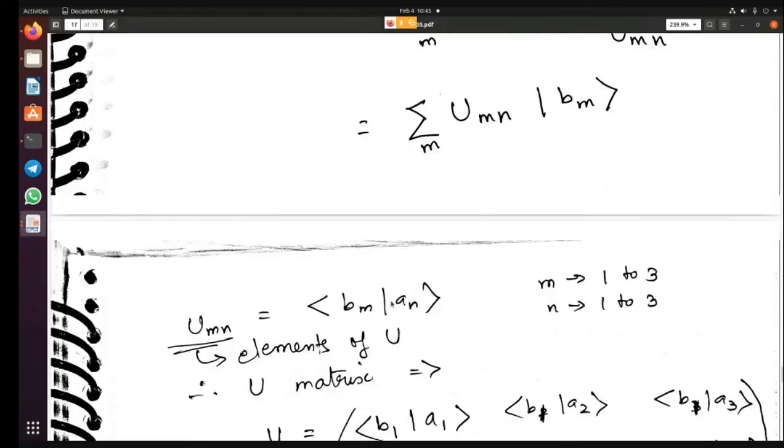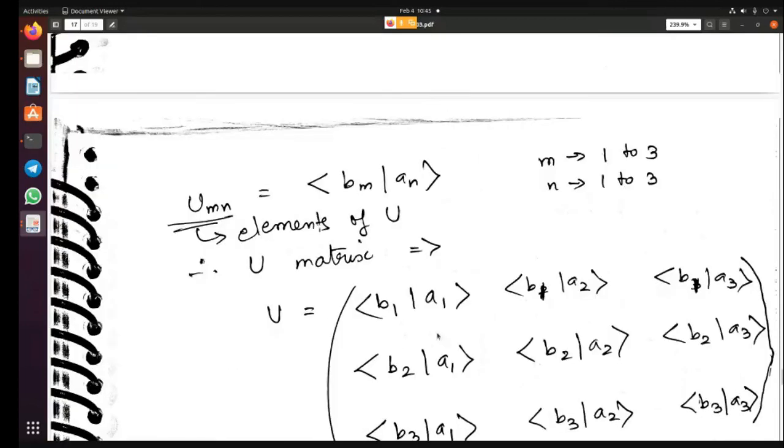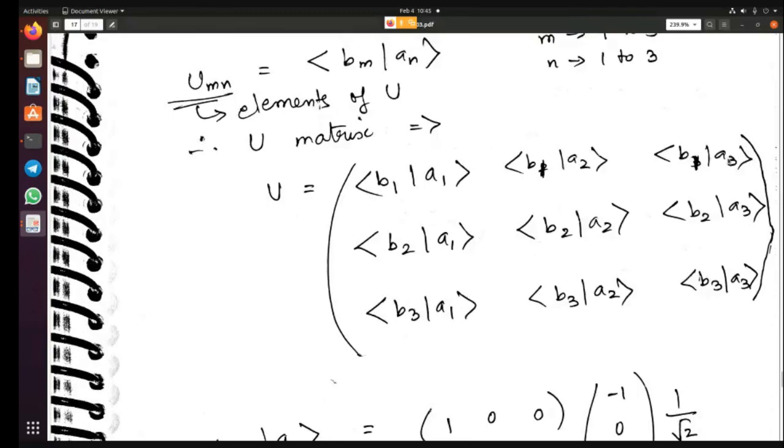Okay, so Umn, which is the scalar product of Bm with An, are the elements of the matrix U. And here we know that m goes from 1 to 3 and n also goes from 1 to 3. So what is the U matrix then? U matrix is B1A1, B1A2, B1A3, B2A1, B2A2, B2A3, B3A1, B3A2, and B3A3. Okay, so this is how you get the matrix.